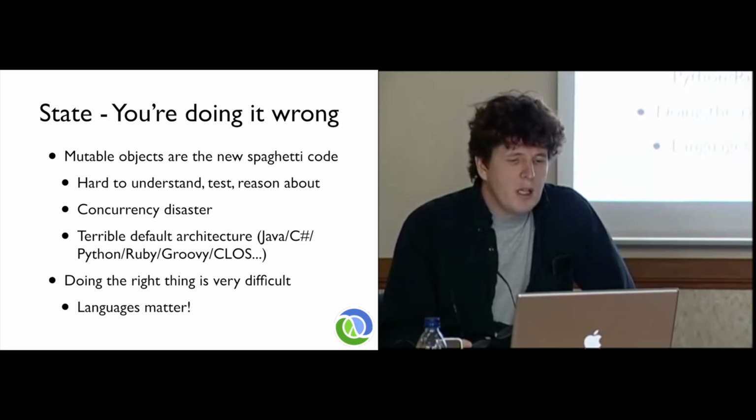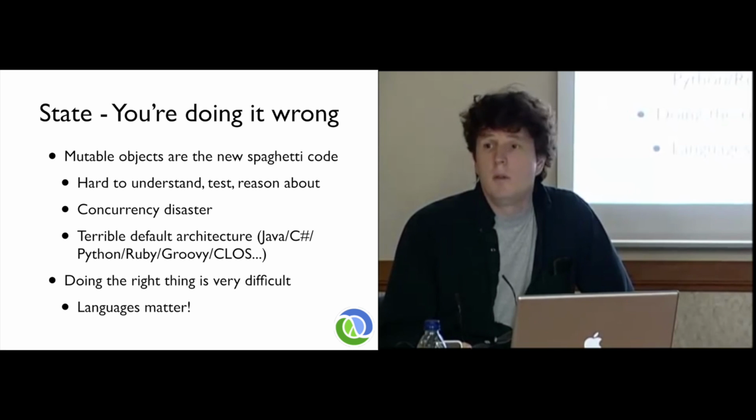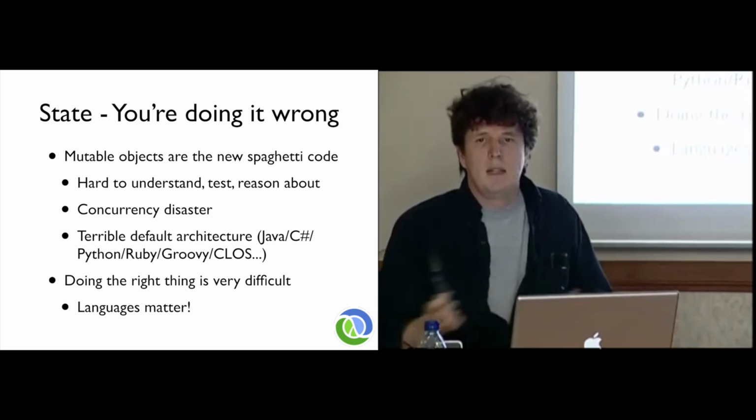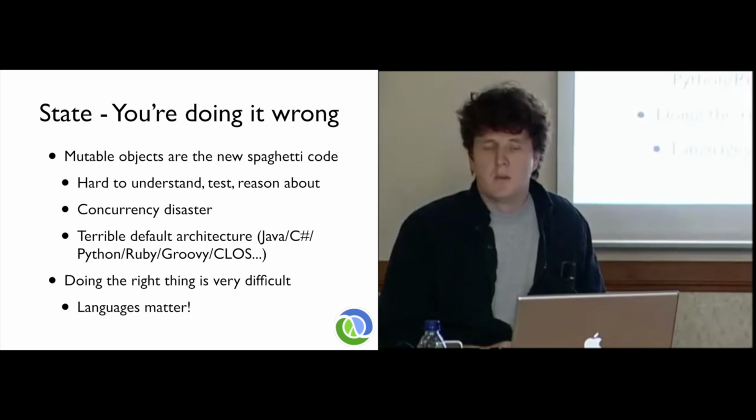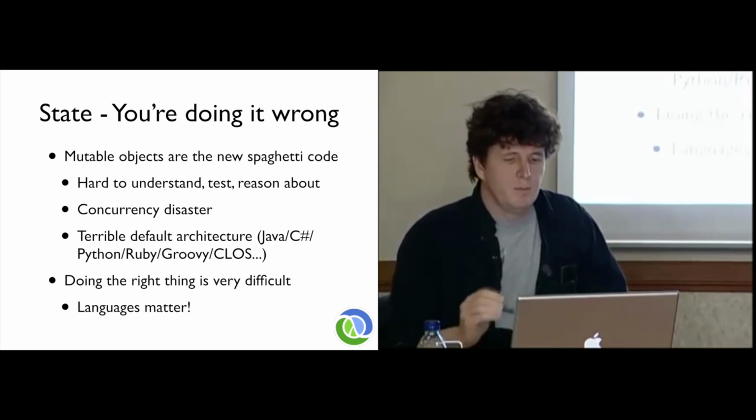So as a default architecture, I think mutable objects are terrible. They really are, and we need to start questioning whether or not that's the right way to start. I don't care how much you test. Do the right thing, and you won't need this kind of testing. And you'll still have a more reliable system.